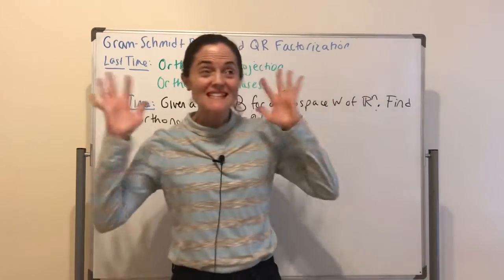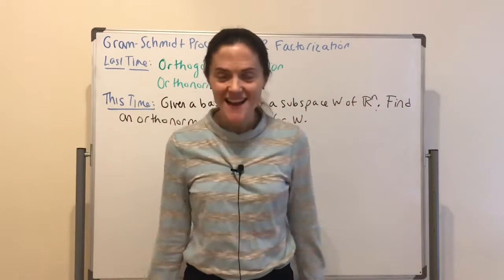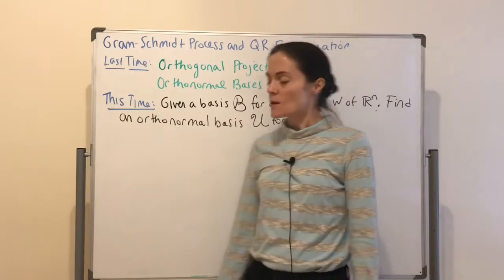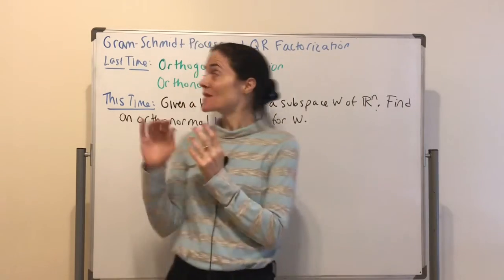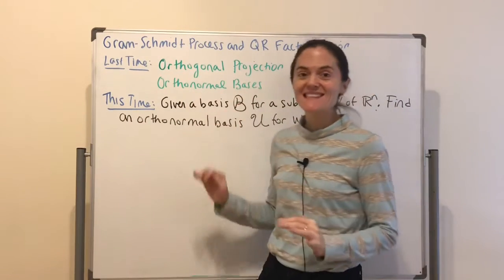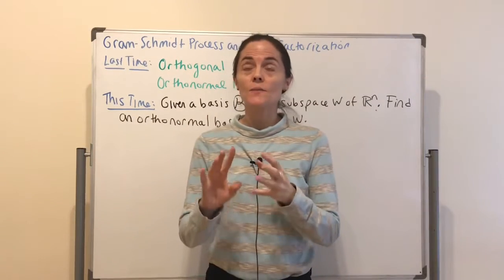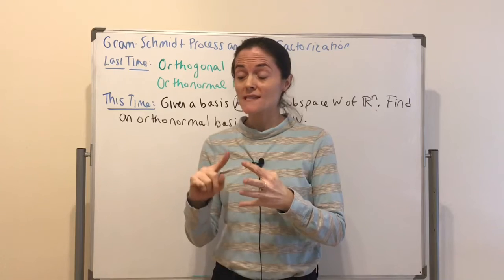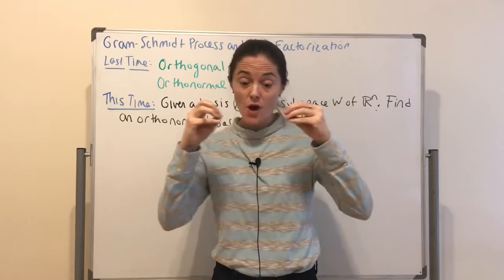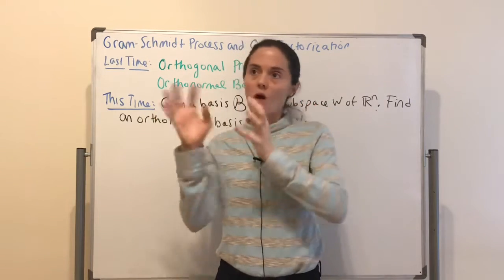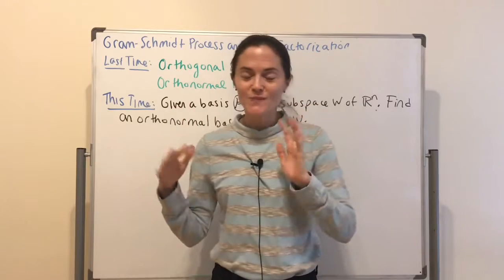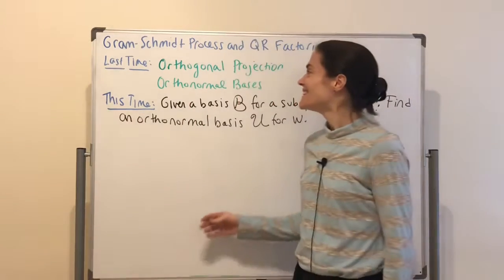Well, let's start with what we did last time. Last time, we defined orthonormal bases, or an orthonormal basis for a subspace. And just to remind you, a basis is an orthonormal basis provided the vectors are all unit and they're all orthogonal to each other, right?